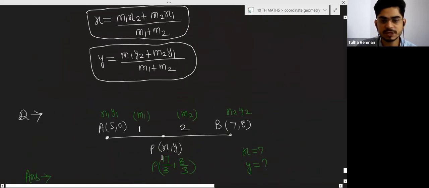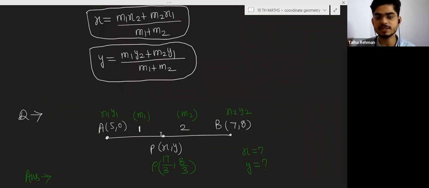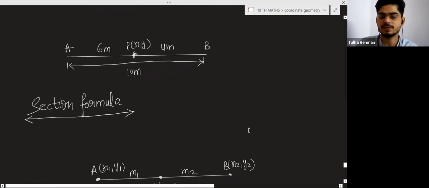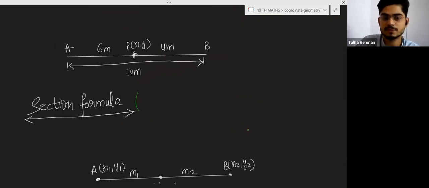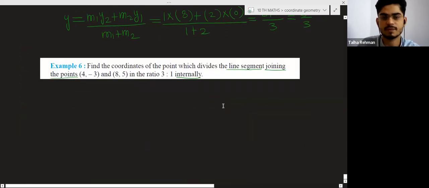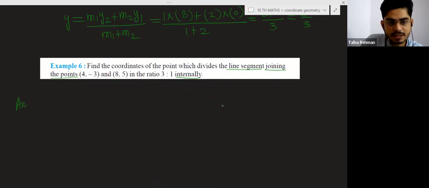And I have told you this type of division is known as internal division, when the point of division lies within the given coordinates. This point divides this line internally, because internal division is the only part of your syllabus. So these formulas are for internal division. No problem. So try to make the rough figure.